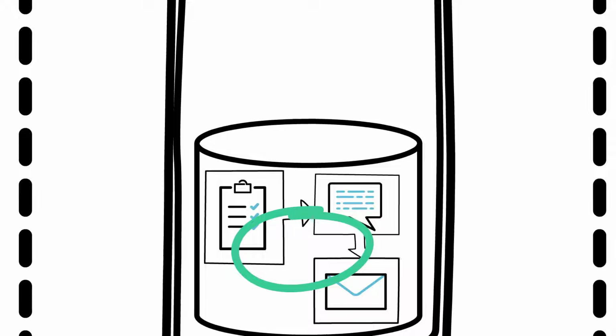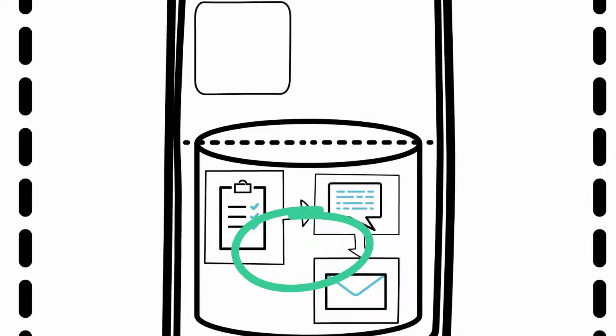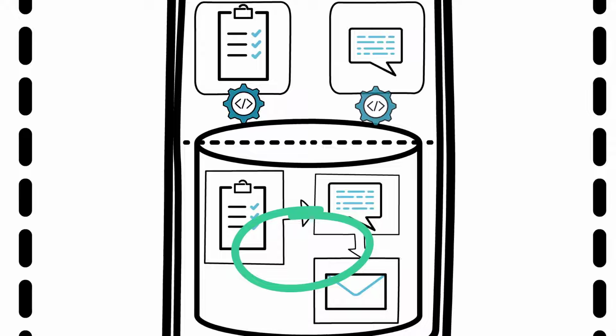To keep data safe, applications are isolated from the database. Applications access a database via a security filter. They are also isolated from each other.